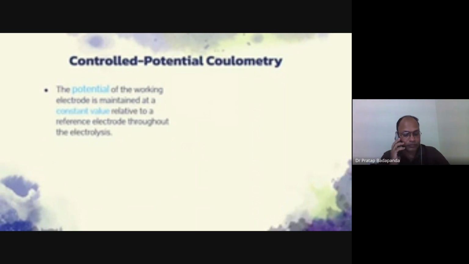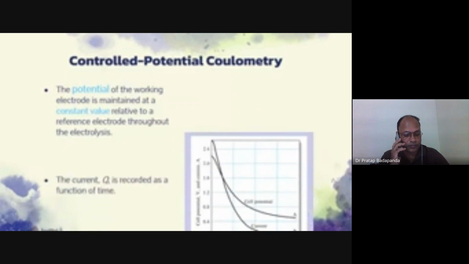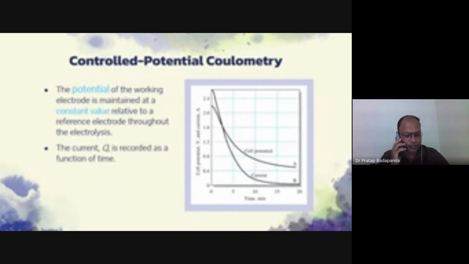In controlled potential coulometry, the electrolysis current is recorded as a function of time to give a curve similar to curve B in the figure. The analysis is then completed by integrating the current time curve to obtain the charge, and from Faraday's law, the amount of analyte.